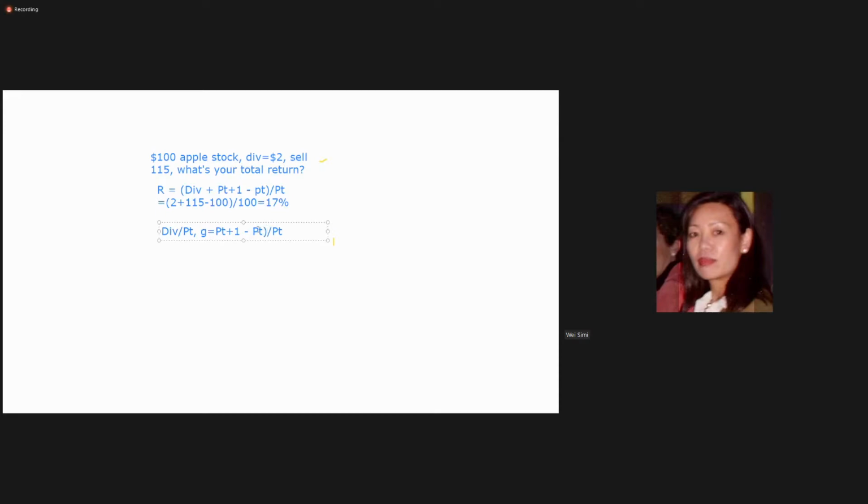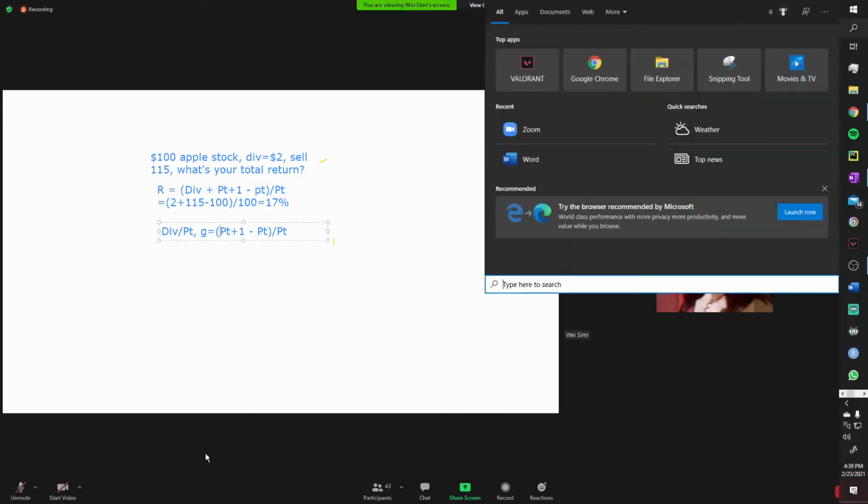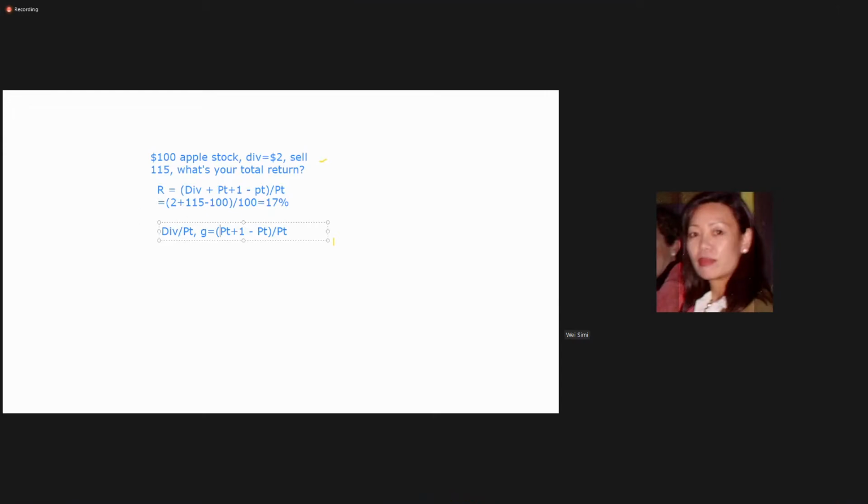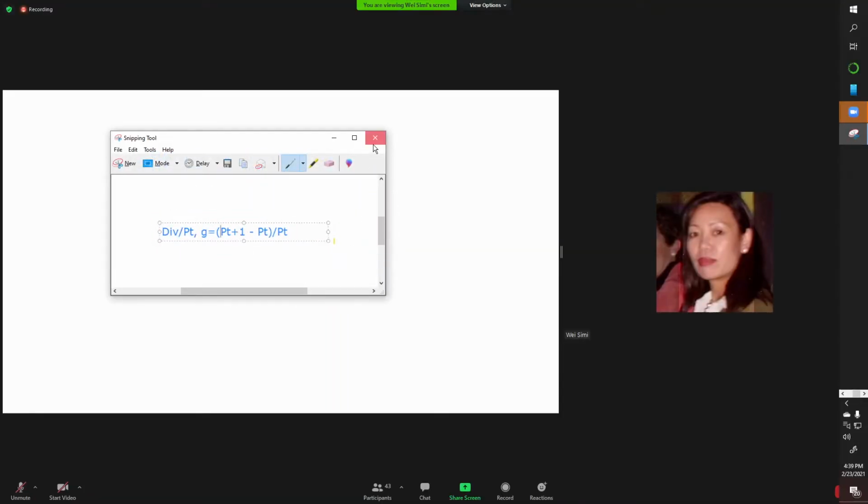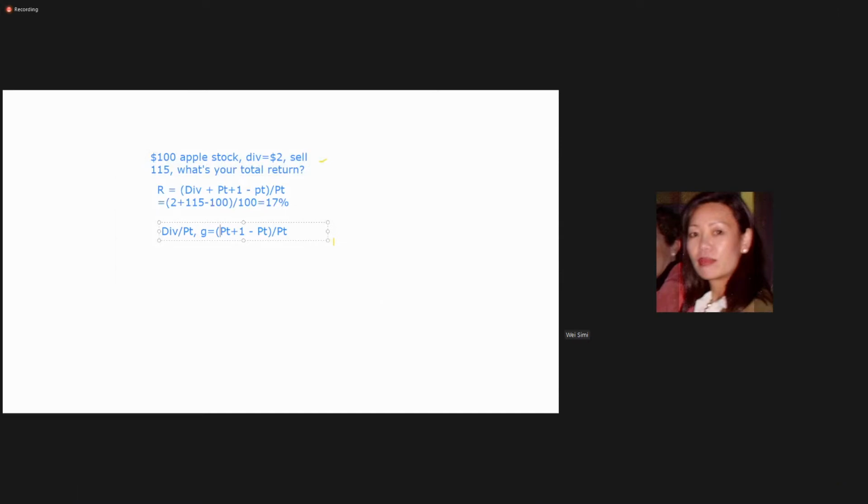So then the rest of it, even the dividend yield, how many percent? What's the dividend yield? 2%. $2 divided by 100, right? So that's 2%. And then the rest of it is 17% from the capital gain growth. So that's how you separate it. That's what the PowerPoint shows you.